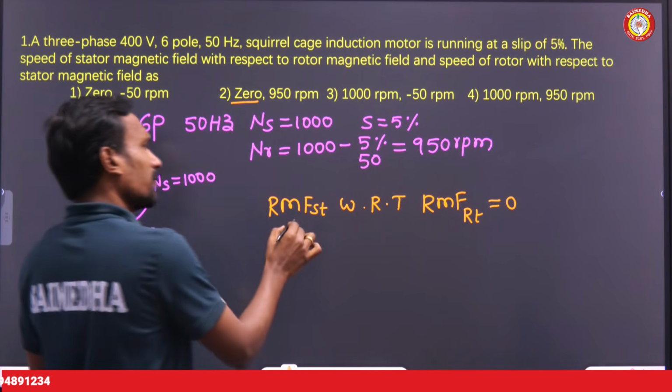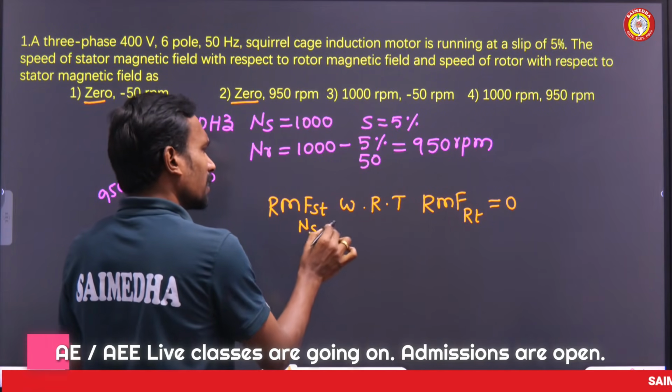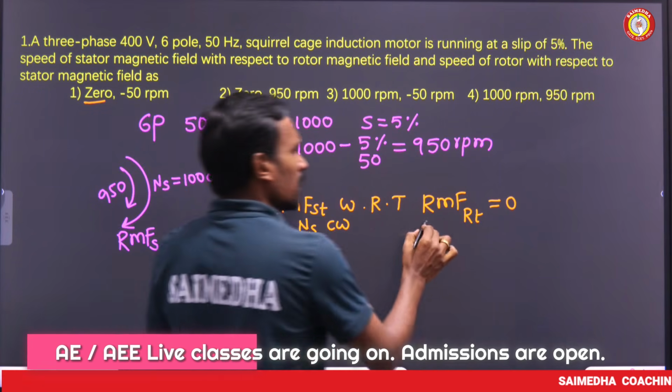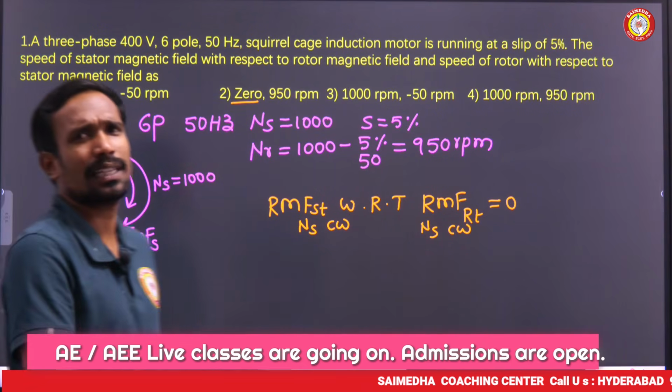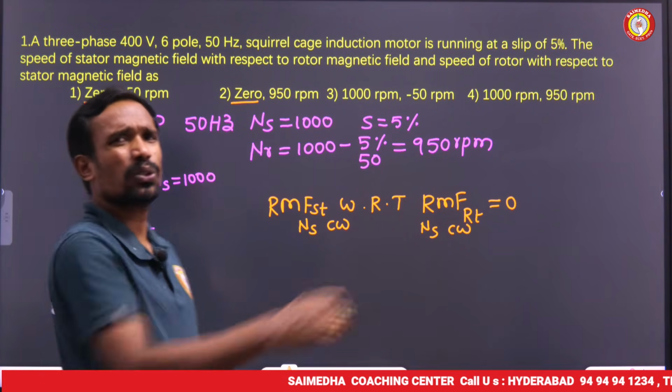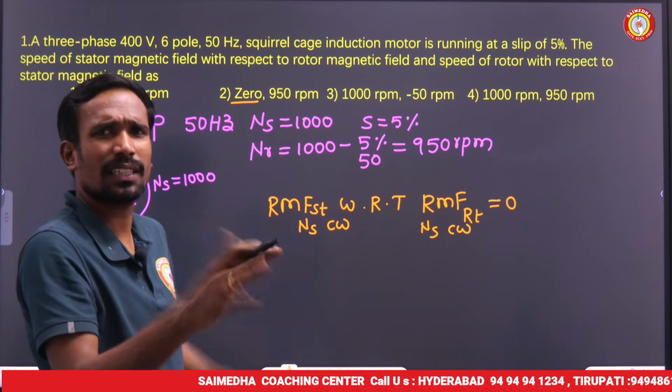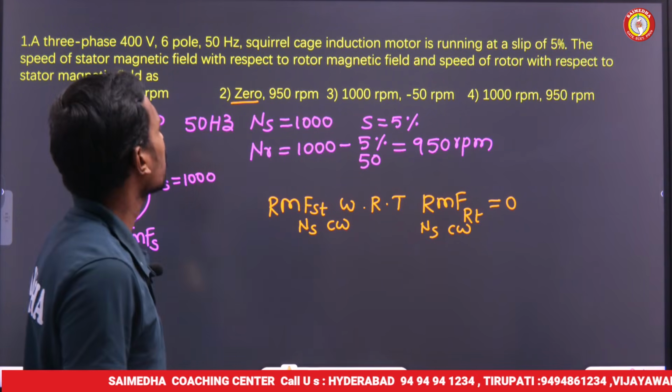The magnetic field of the stator rotates in clockwise direction with synchronous speed, and the rotating magnetic field of the rotor also rotates in the same direction with the same speed. So with respect to each other, there is no difference. Next.